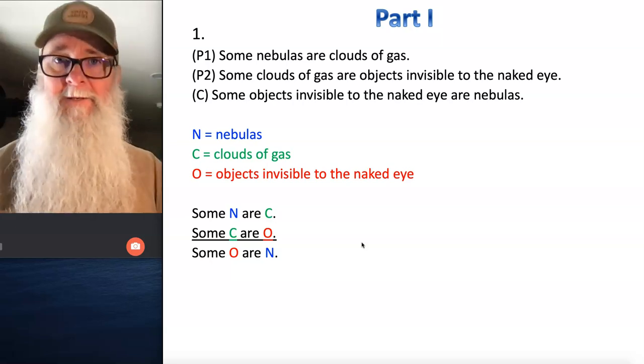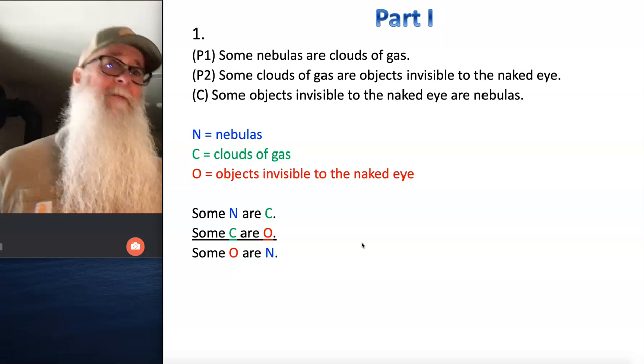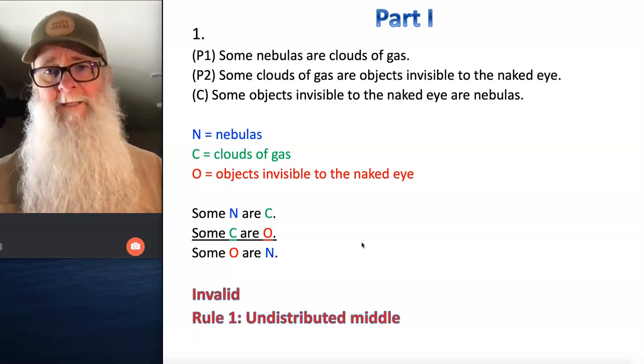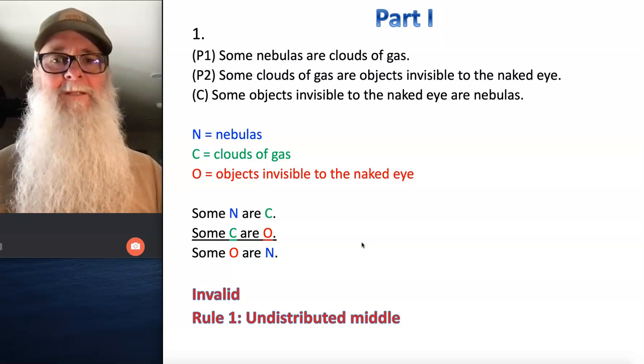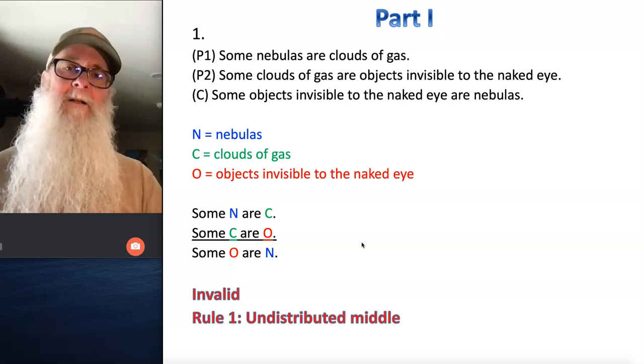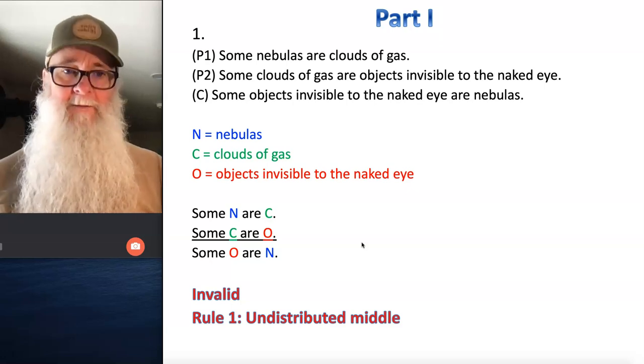anything. So we don't have any distributed terms, which means right off the bat we're going to run into a problem with rule number 1, because rule number 1 says your middle term, in this case C, has to be distributed at least once, and it's not distributed in either premise. Okay, so this argument is invalid because of an undistributed middle fallacy.